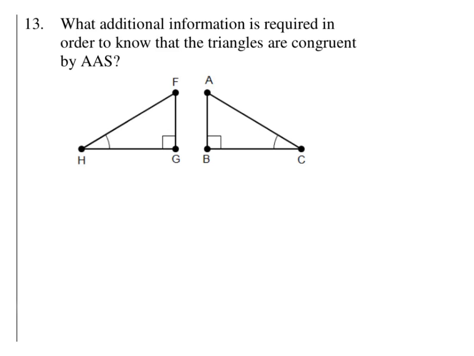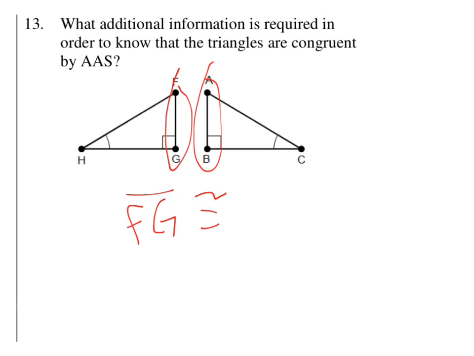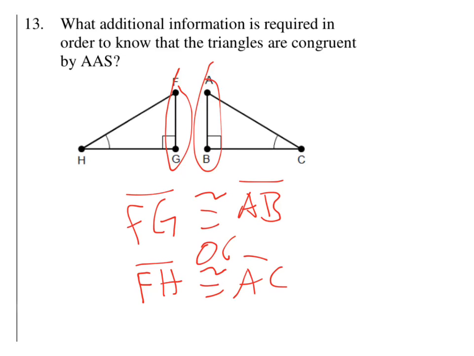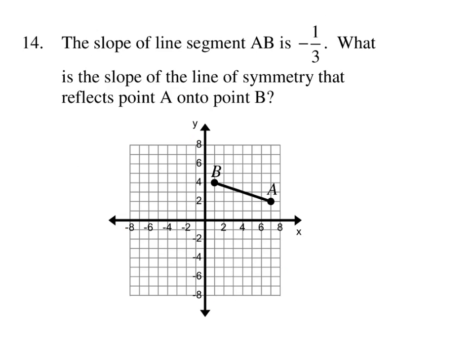13, what additional information do we need in order to get angle, angle, side? Well, here are the two angles that we have. They're BC and HG. So we don't want those sides, any sides except those ones. So that'd be FG and AB, and those can match up. Or we can get the other ones to match up, which is HF and AC. Or FH to AC. So those are the ones that can match up, and we'll be good to go.